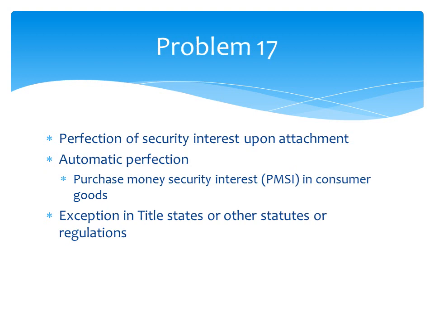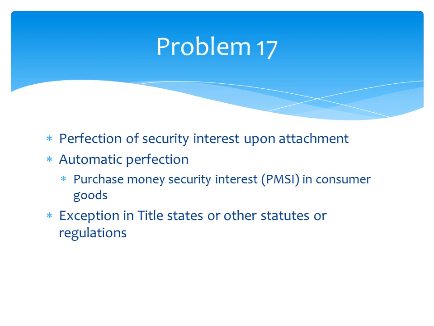Okay, problem 17 is dealing with the perfection of security interest upon attachment. The question reads, Work Inc. manufactures and sells household appliances on credit directly to wholesalers, retailers, and consumers. Work can perfect its security interest in the appliances without having to file a financing statement or take possession of the appliance if the sale is made by Work to.